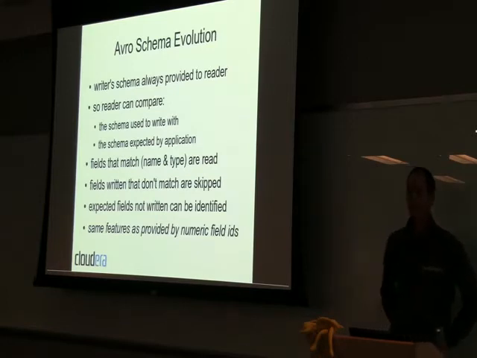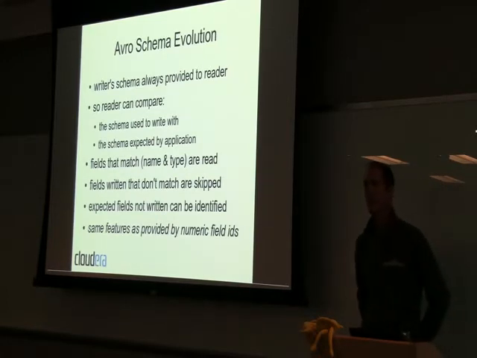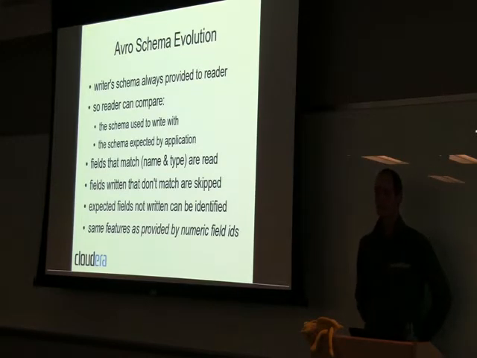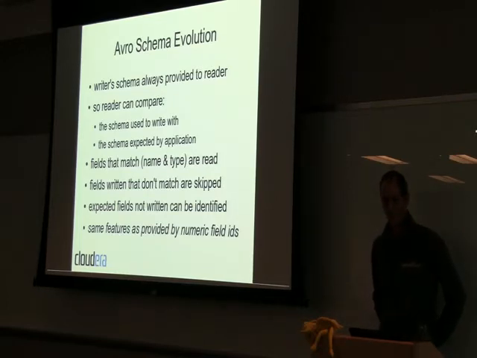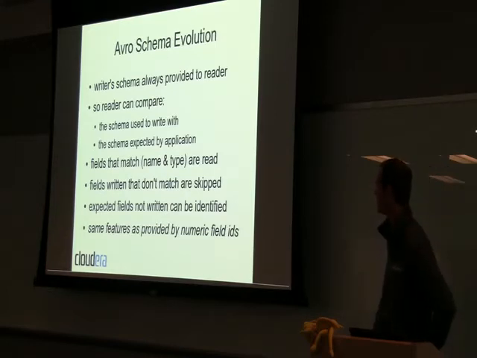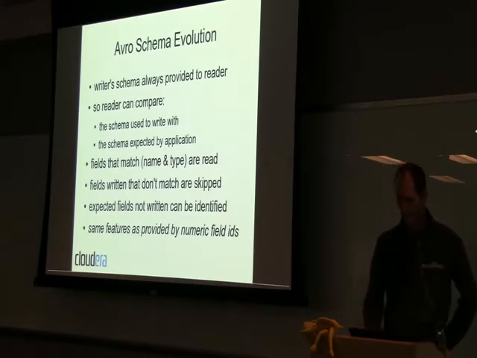These are pretty much the same features that protocol buffers and Thrift do. They do them with numeric field IDs that you need to assign in the records rather than the names of the fields. So it's a little nicer. It's all symbolic, but it's the same general principle.